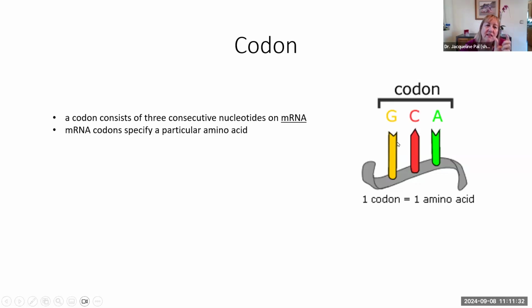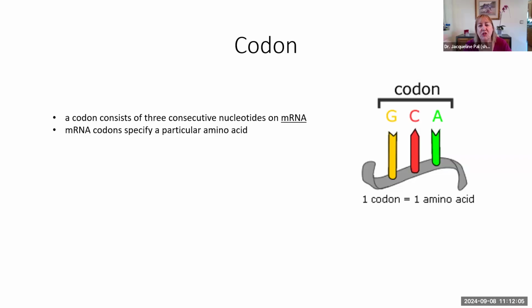And what a codon is going to do, it's going to specify a particular amino acid. Now, remember, this is only when we are talking about messenger RNA. It has nothing to do with DNA. It's going to have nothing to do with transfer RNA. A codon is 3 consecutive nucleotides on messenger RNA.